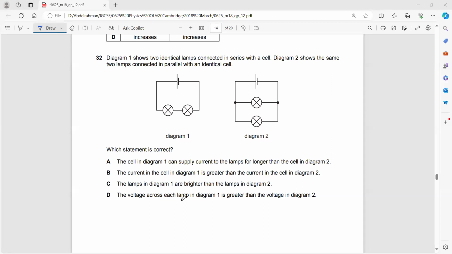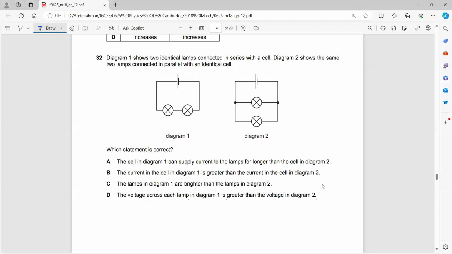The voltage across each lamp in 1 is greater than the voltage in diagram 2. Let's cancel out the wrong answers. The voltage in 1 is greater than the voltage in 2. No, actually, this is wrong.